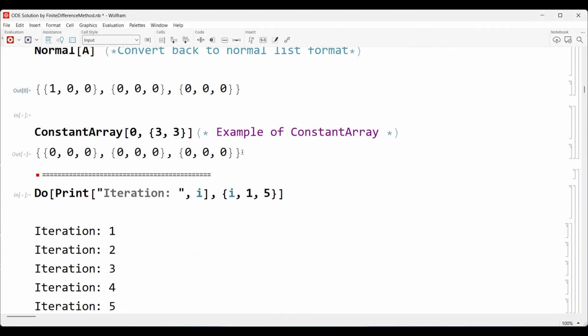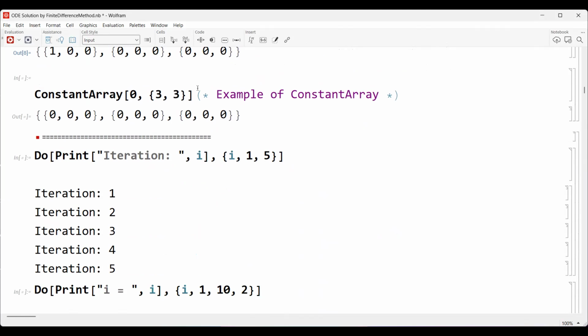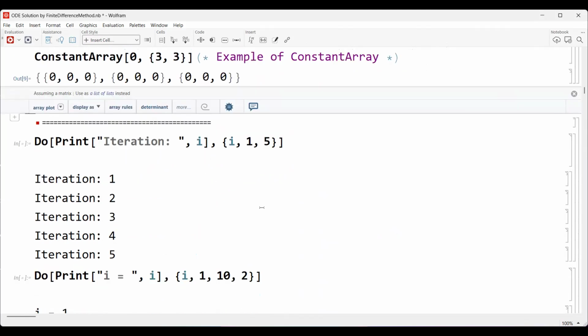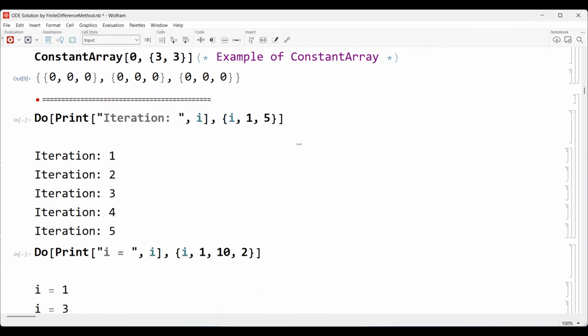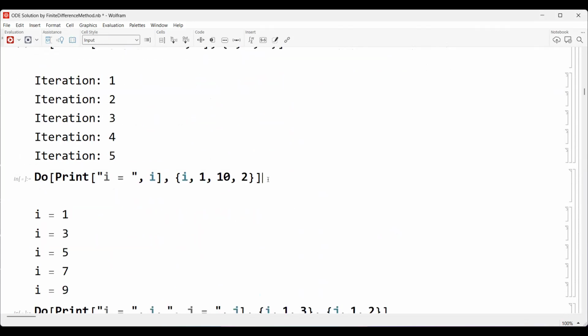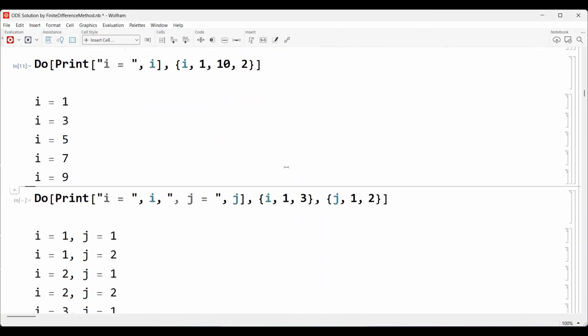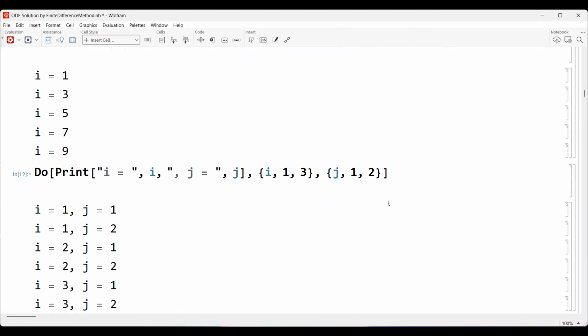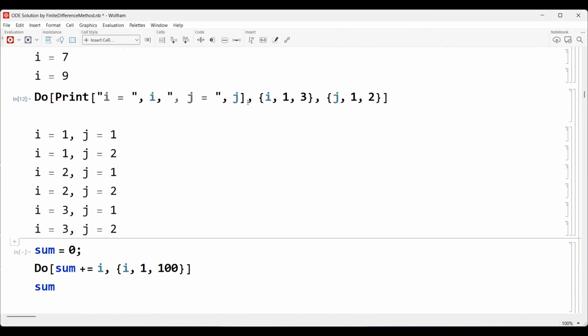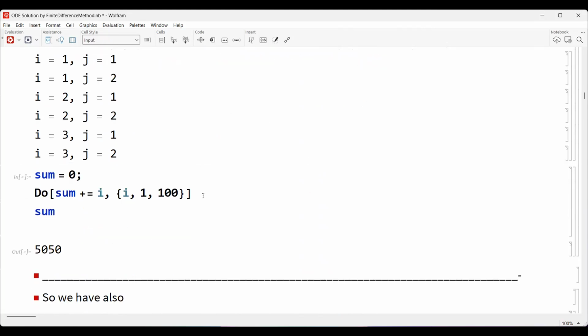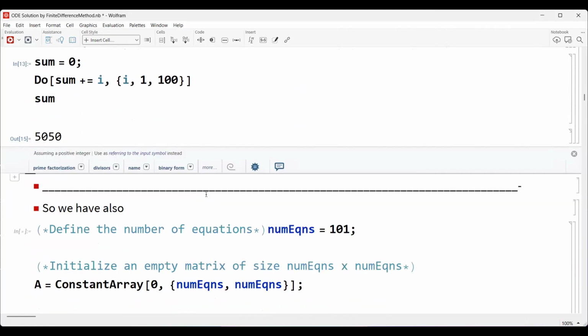You have the 3, 0, 0 here. And another example here is Print iterations. This is the output for the Print iterations. We have Do, i equal to i here from 1 to 10 with a difference of 2. For example, 1, 3: 1 plus 2 equal to 3, 3 plus 2 equal to 5 here. Then we have another example of Do, i equal to i and j equal to j, where i is 1 to 3 and j here is 1 to 2. Another example is the sum from 1 to 100, which is equal to 5050.